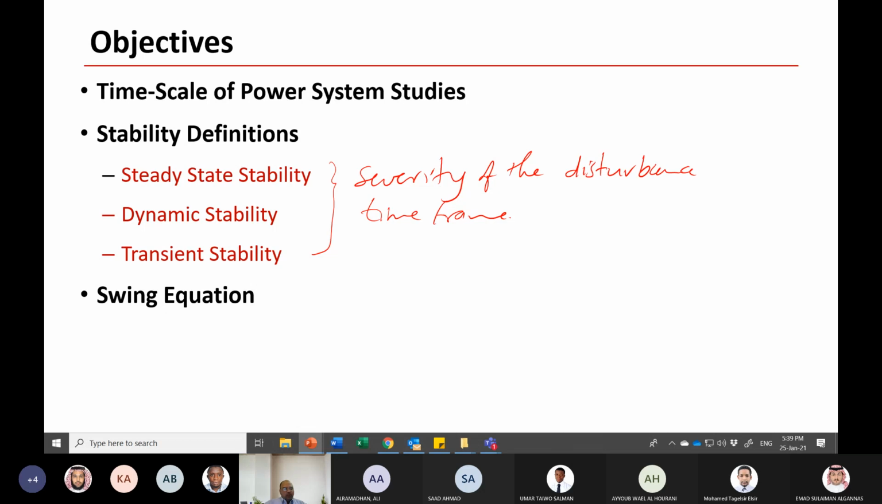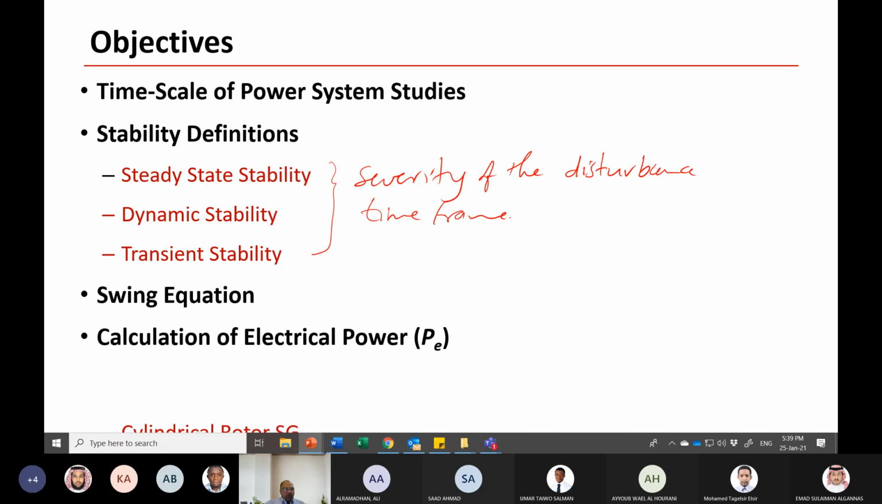Then we will derive the swing equation, and we will see the components and how to calculate the electrical power in the case of a cylindrical rotor or round rotor synchronous generator, and also in the case of a salient pole synchronous generator. Okay.